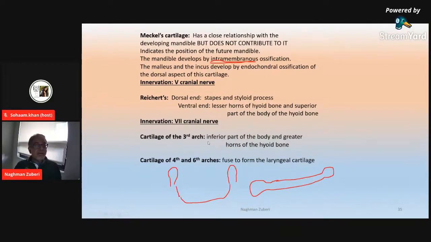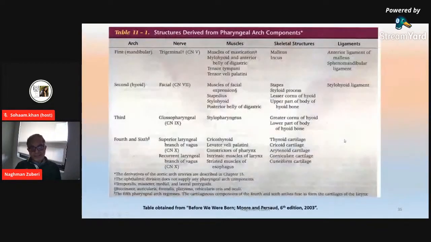Cartilage of the third arch, inferior part of the body, and greater horns of the hyoid bone, and cartilage of the fourth and sixth arches fuse to form the laryngeal cartilage.